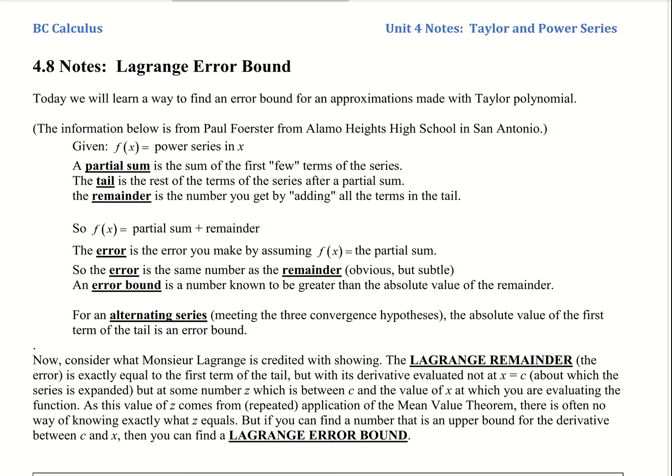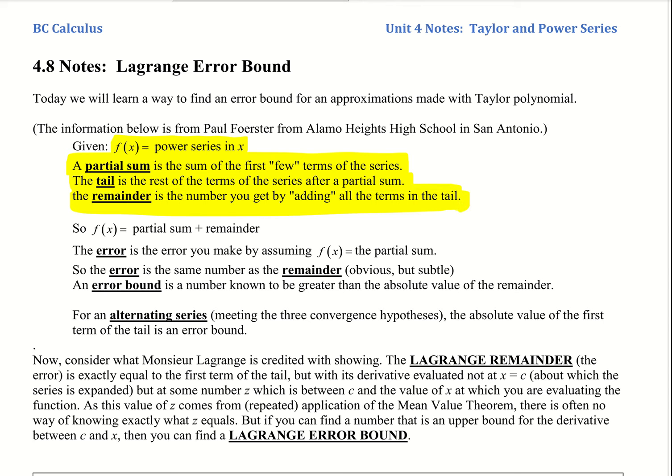So let's say that f of x is some power series. Now you might remember when we talk about a power series, we're talking about a series that has both x and n in it as variables. The partial sum would be the sum of a certain number of the terms, maybe like the first three terms or the first four terms, etc. The tail is the rest of the series because we're looking at infinite series. So the tail is everything else, all of those other little terms. The remainder is what you get by adding up all of those terms in the tail.